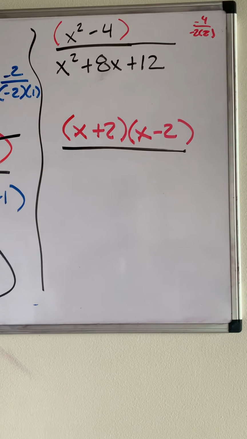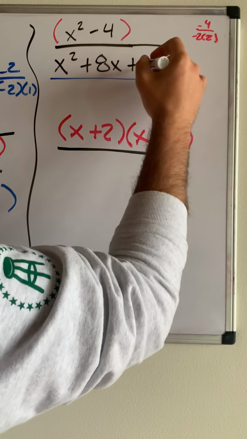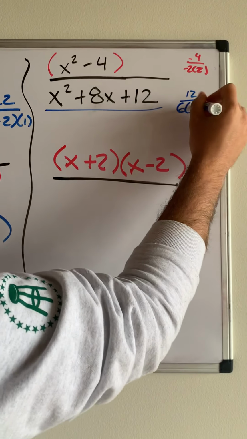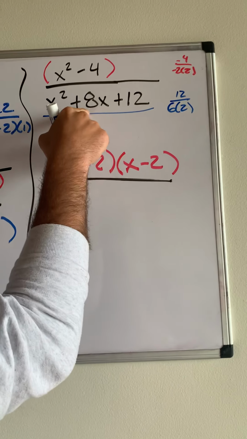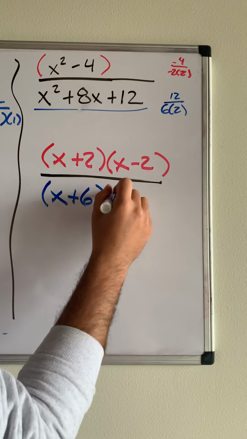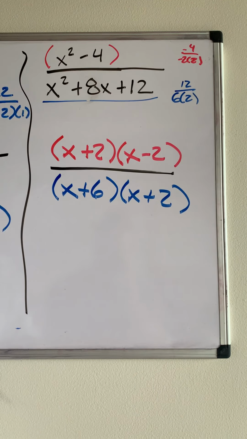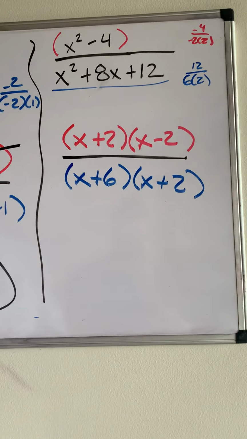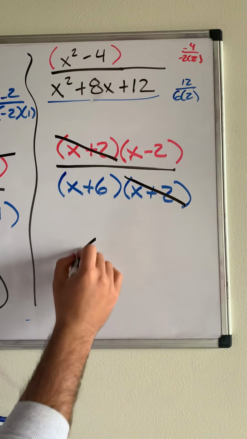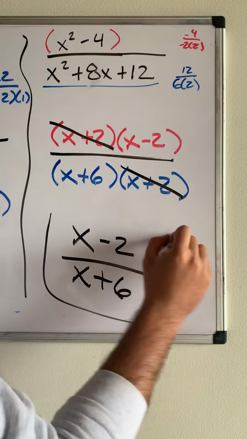Go back to my blue. Factor this. I need factors of 12 that add to 8. Well, that would be 6 and 2. So this factors into x plus 6 and x plus 2. You might notice, hey, we got a match. You are correct. Boom, boom. Final answer, x minus 2 over x plus 6.